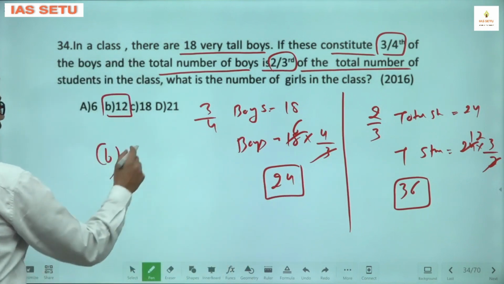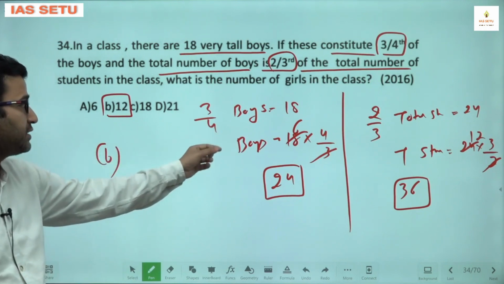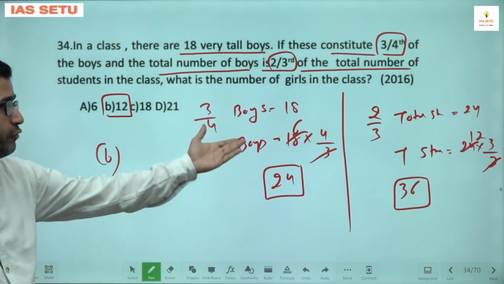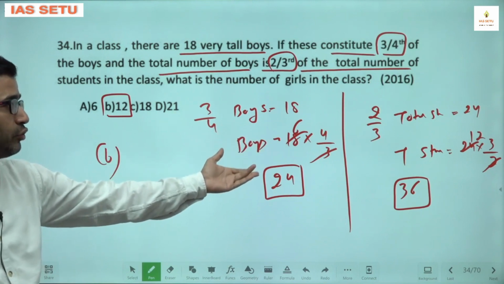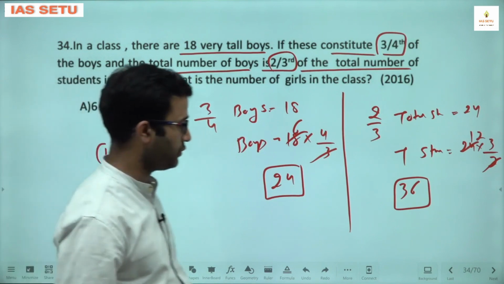Answer B. Step 1, 3/4 of the boys is 18. So boys is 18 into 4/3, so 24. 2/3 of the total students is 24. Total students will come to 36. So the difference is coming 12. Question number 34.